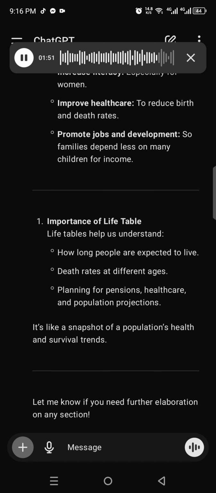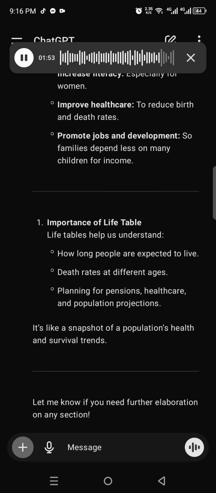5. Importance of life table. Life tables help us understand how long people are expected to live, death rates at different ages, planning for pensions, healthcare, and population projections. It's like a snapshot of a population's health and survival trends.